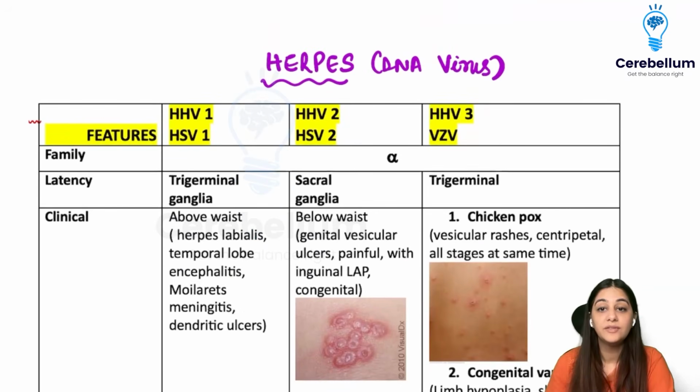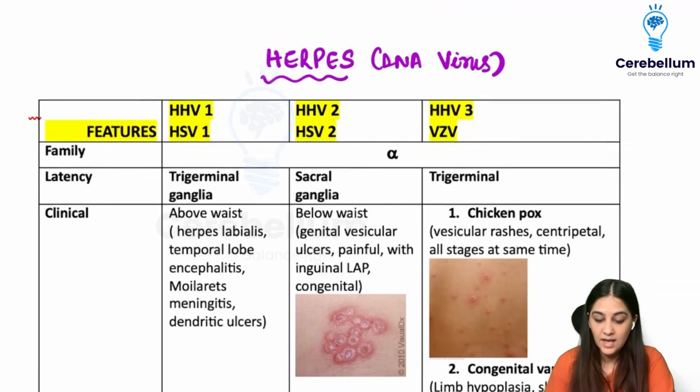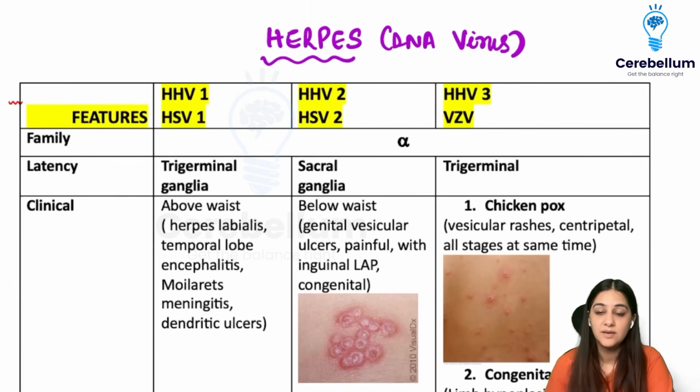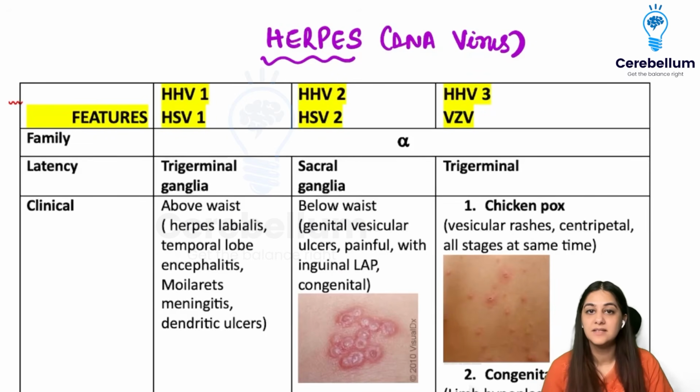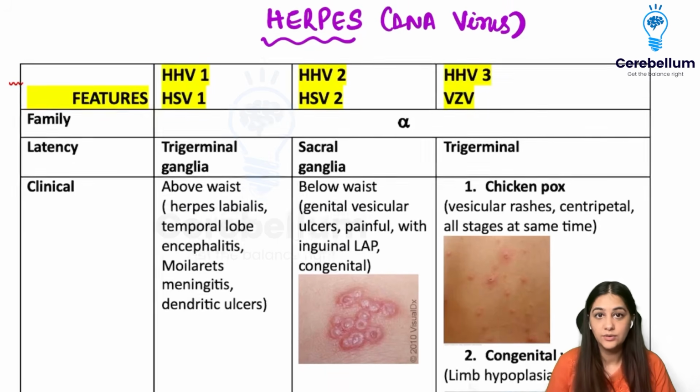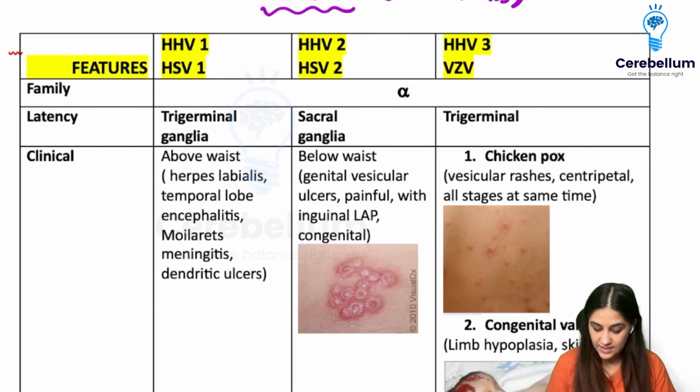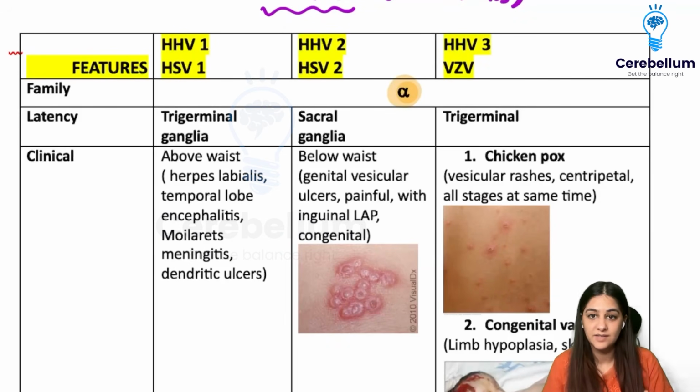We're going to be starting off with the DNA viruses, right? And the first group of viruses that we're going to be talking about is going to be your herpes virus. So, herpes viruses are divided into different families. First, we are going to talk about the alpha family, and we have the first three human herpes virus 1, 2, and 3 in this family.